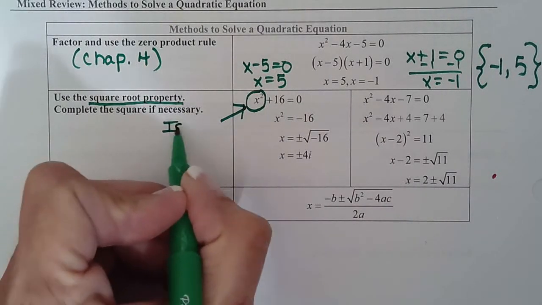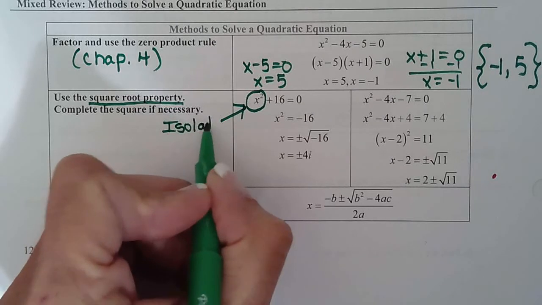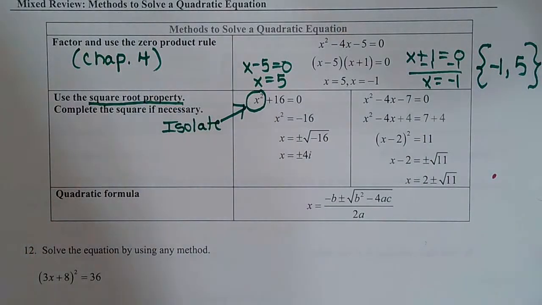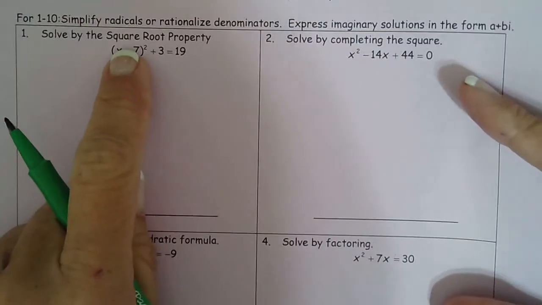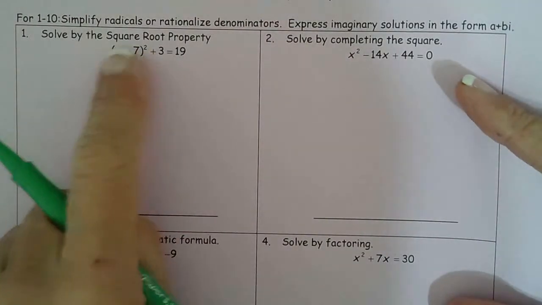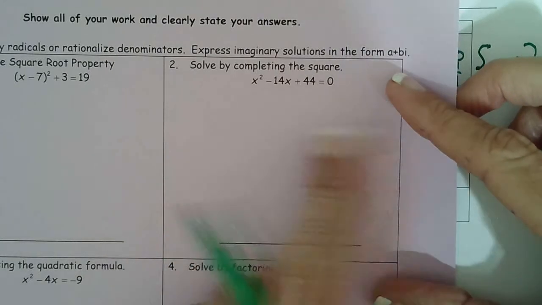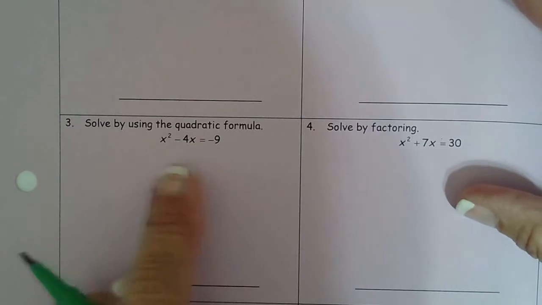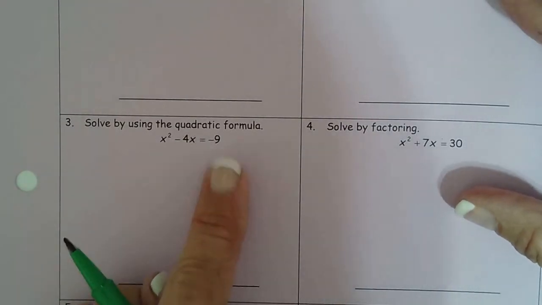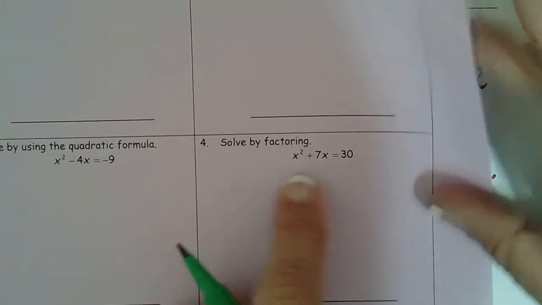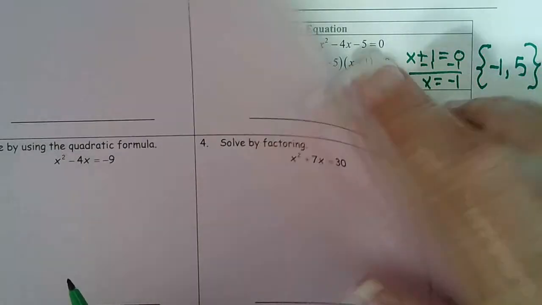And remember, you have to know these by name on the test. If you look at your practice test, I ask you by name. So square root property means isolate the square. Completing the square is where you make a perfect square trinomial and add the same number to both sides. Quadratic formula is where you use x equals the opposite of b plus or minus. Factoring is where you use the method we just did up here.